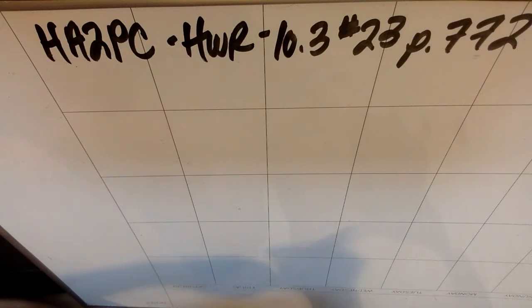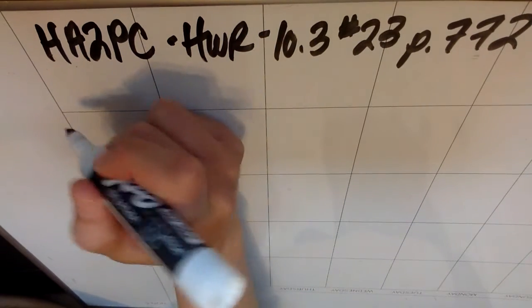This is Honors Algebra 2 Pre-Calculus. We're doing homework review for 10.3 in Pre-Calc, number 23 on page 772. So we're given some information about an ellipse.